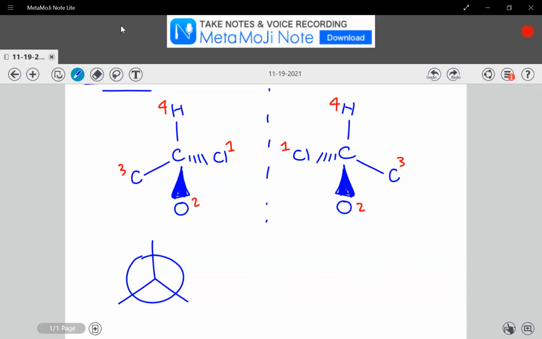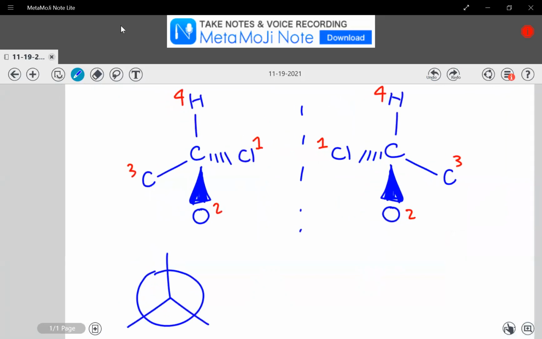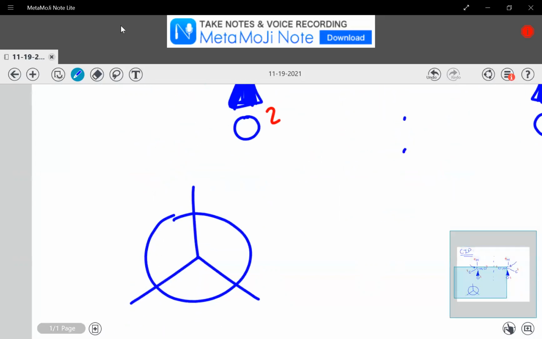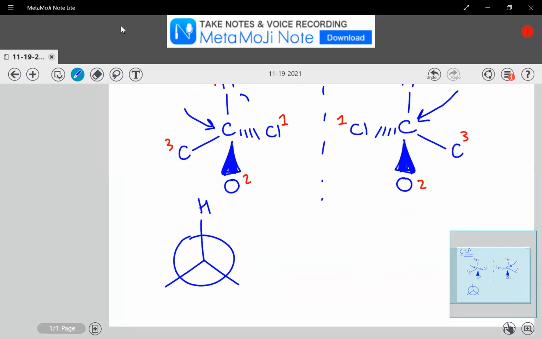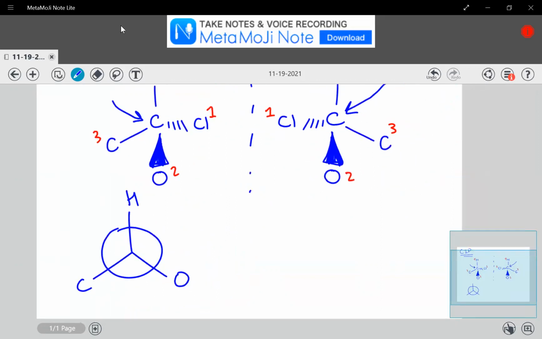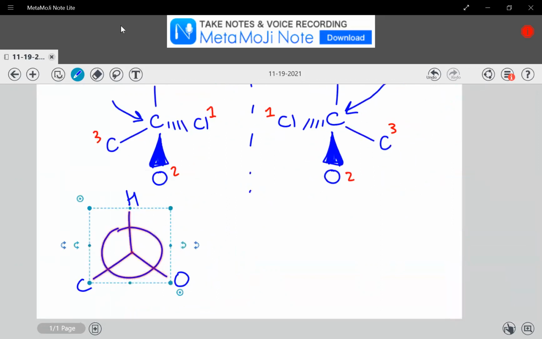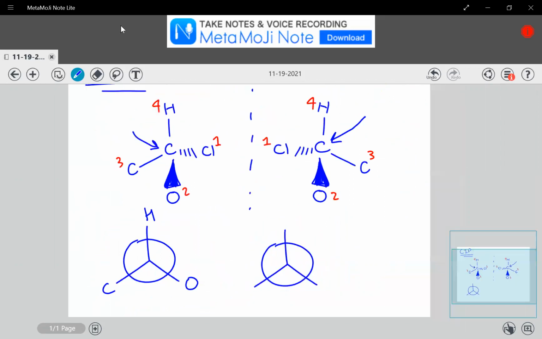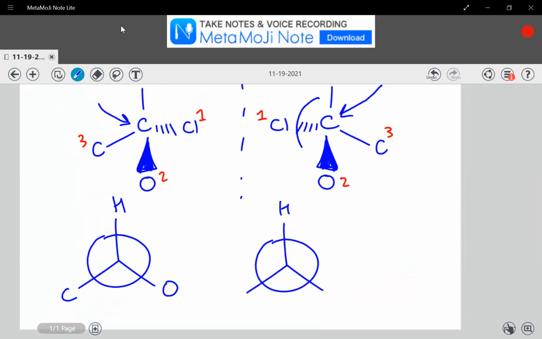Okay, so let's think about what the molecule looks like when chlorine's in the back. Well, we're going to look at it from here. This one, we look at it from here. Try to rotate it. H, go down. That means oxygen's here. Go to the left of H, we've got carbon. Copy, paste. Here we've got H and O. If we go to the left and to the right, we've got a carbon.